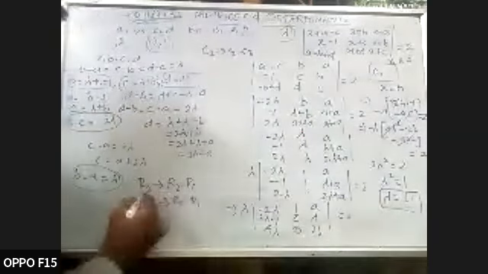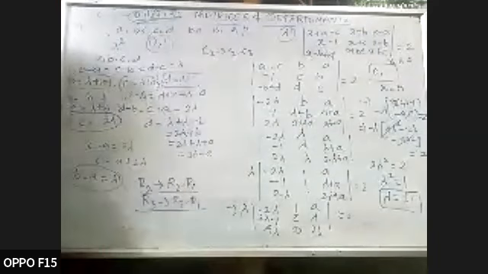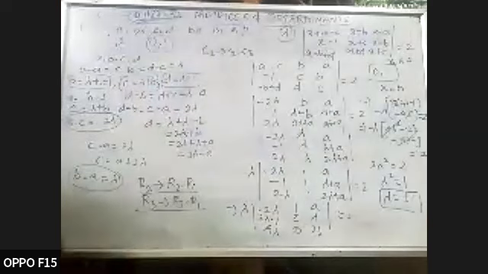Now in the next step, r2 tends to r2 minus r1, r3 tends to r3 minus r1, and getting the result that is equals to lambda equals to plus or minus 1. Please take down.